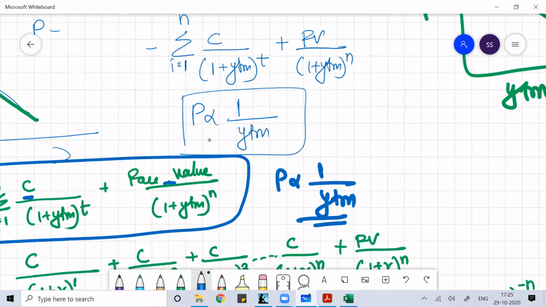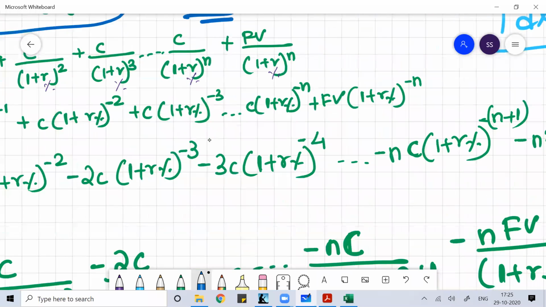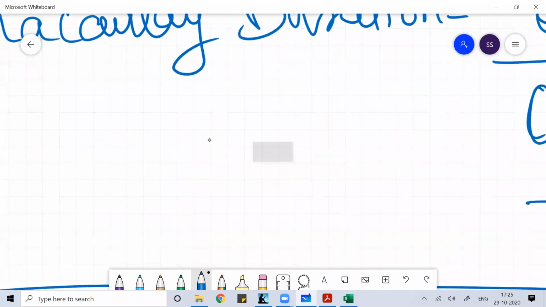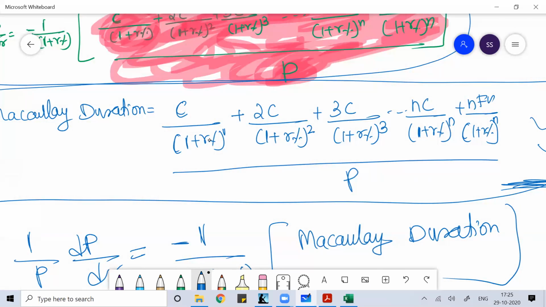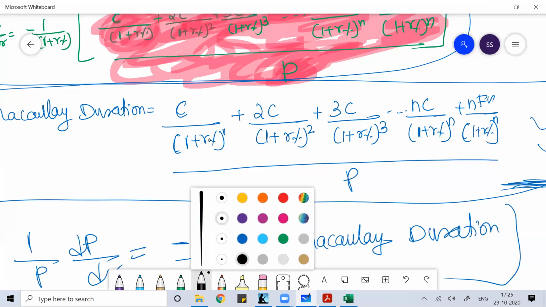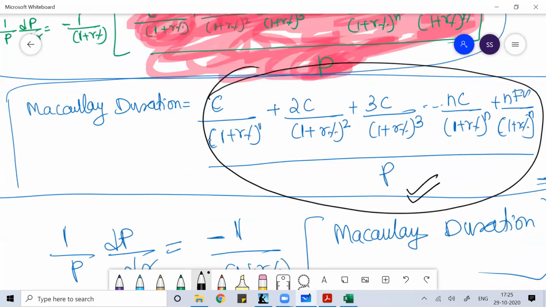Because the price is inversely proportional to YTM, if you want to measure the rate of change of price with respect to the rate of change in interest rate, where they are inversely related, that is basically measured by duration. So mathematically, how can I derive duration? This is the formula for finding duration. Durations are basically of two types: either Macaulay duration or modified duration. Once we find the Macaulay duration, we then find the modified duration of the debt instrument.